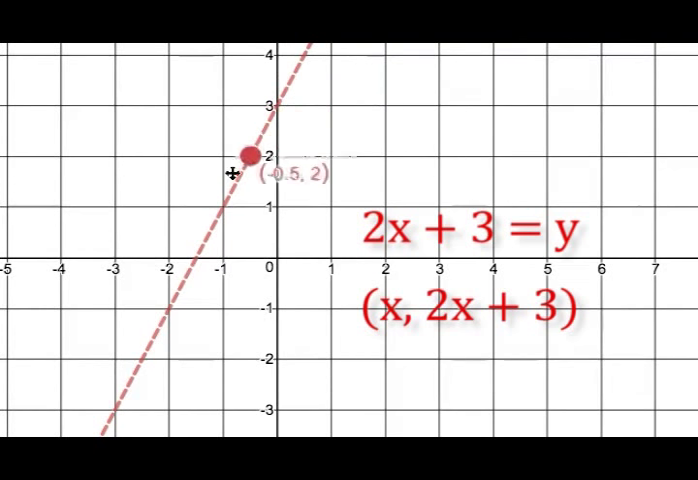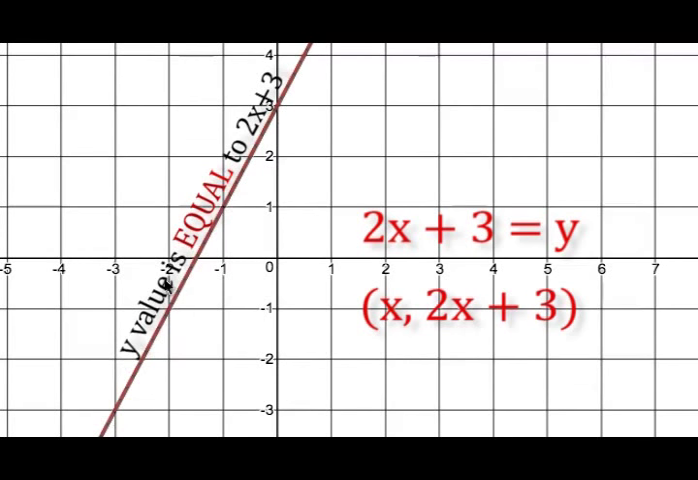And so when I put them all together, imagine graphing an infinite number of points, all of which make that equation true. What I end up with is a solid line. And so that solid line represents everywhere where the y value is equal to 2x plus 3.